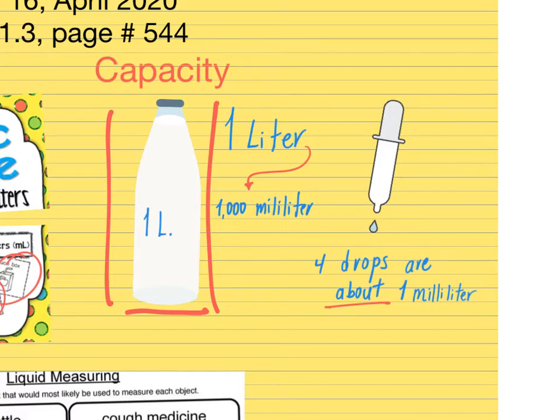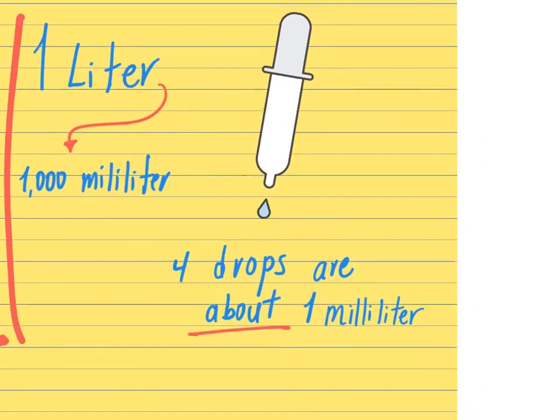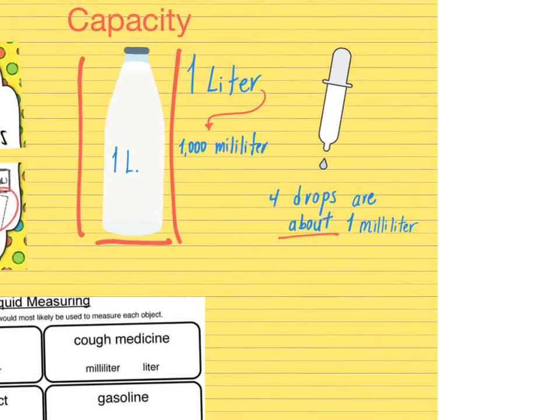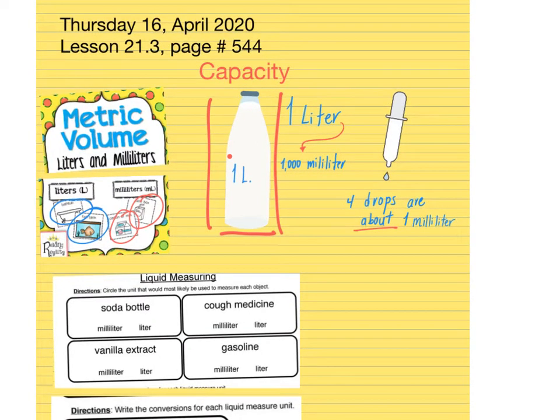Okay, how much is a milliliter then? Here you can see a dropper. You need about 4 drops to make 1 milliliter. That's how small it is. Again, don't forget, you need 4 drops, 1, 2, 3, and 4, to make 1 milliliter. 1 liter contains 1,000 milliliters.